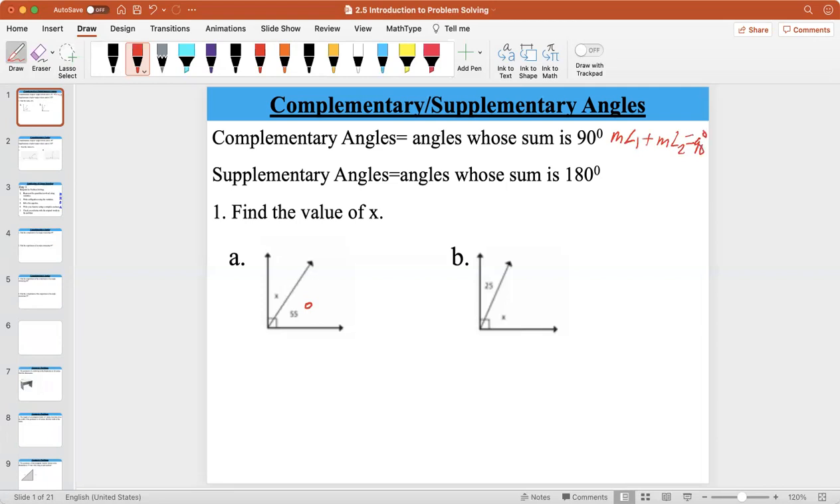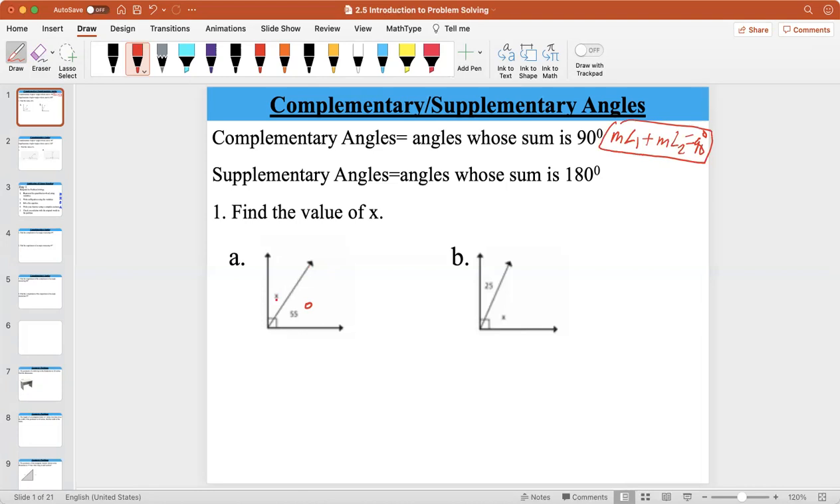All right, so that's your complementary angles. Since these two angles here, x and the angle that measures 55 degrees, are formed by these two rays here, which is a right angle, that's 90 degrees. And we know that they are complementary by definition. So to find x, we have to create an equation based on this: measure of angle 1 plus measure of angle 2 equals 90 degrees. So what's our angle 1? Angle 1 is x, right?